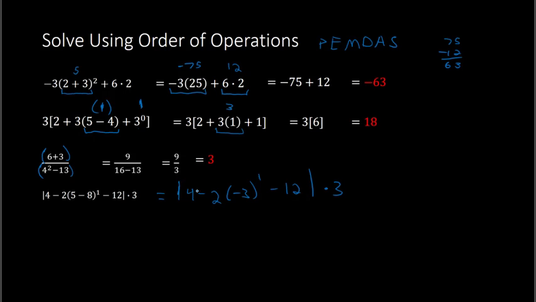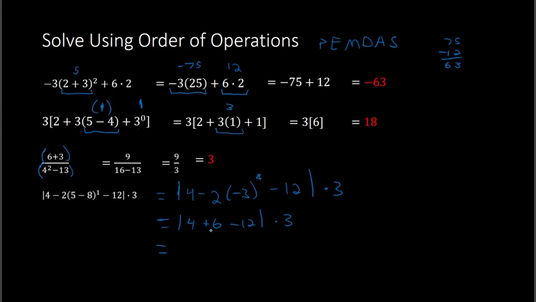Alright, so this is the absolute value sign. And then we need to now do exponents. So we have negative 3 to the first power. That's just going to be negative 3. Okay, so that's taken care of. And then after exponents, we now have multiplication and division. So we have 4, and then negative 2 times negative 3. Negative times negative is a positive, and 2 times 3 is 6.